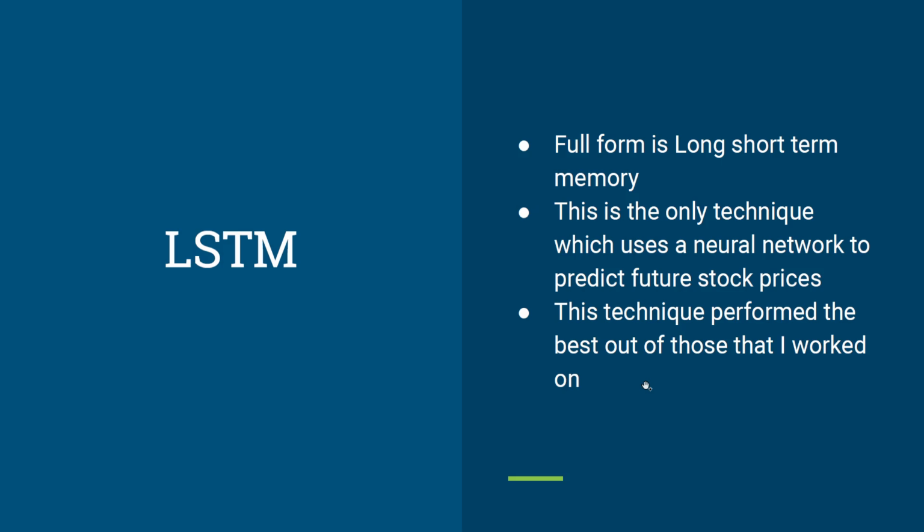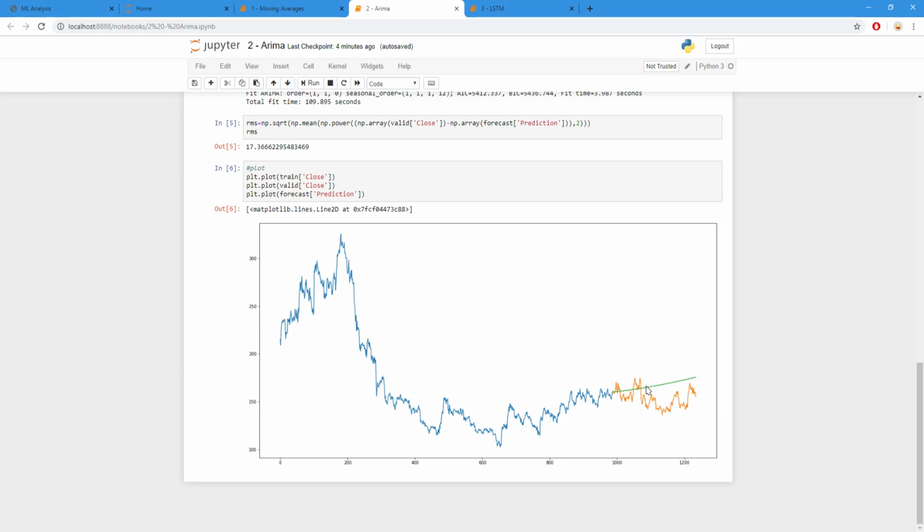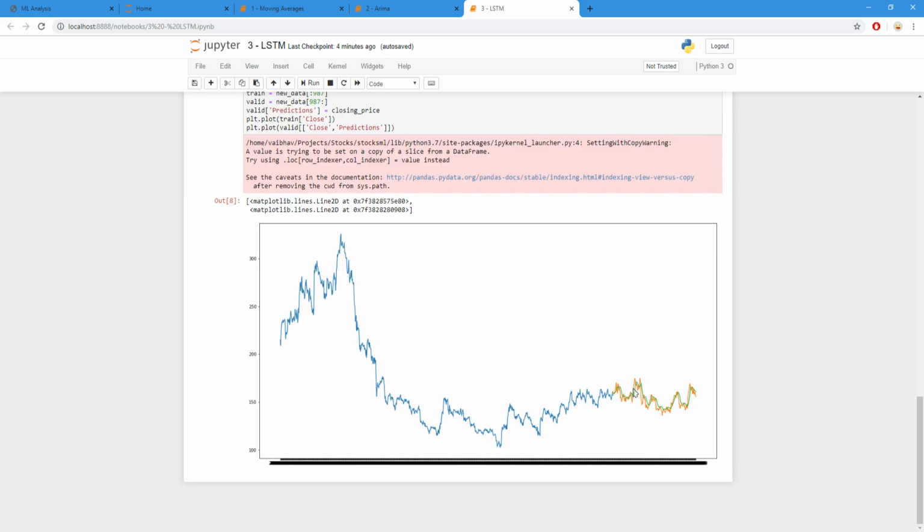Now moving on to my third technique, which is LSTM. The full form of this is long short term memory, and this is the only technique which I used which was actually a neural network, and it also performed the best out of those which I had worked on. As you can see, this is very close to the actual price.